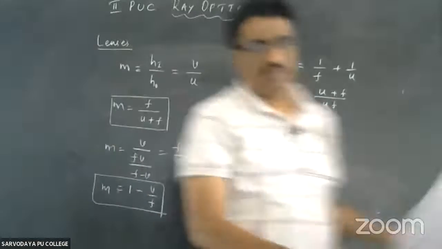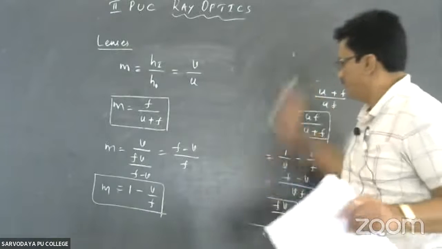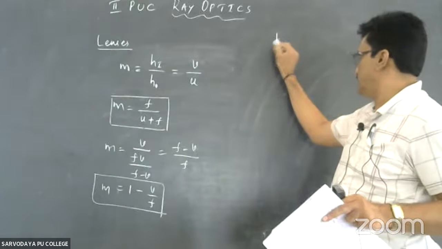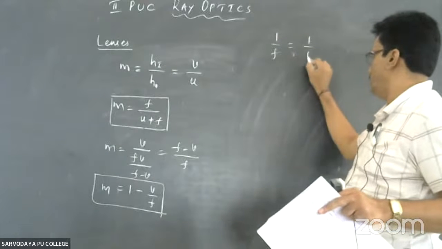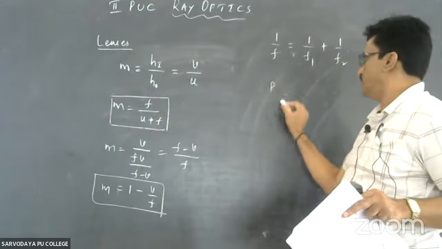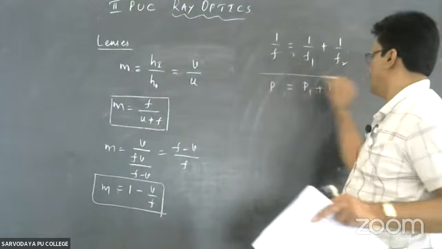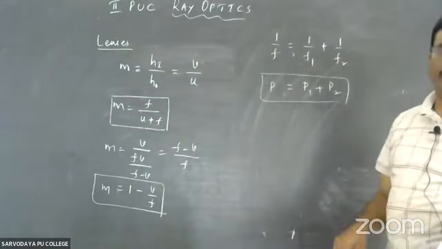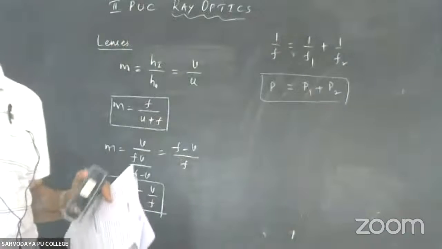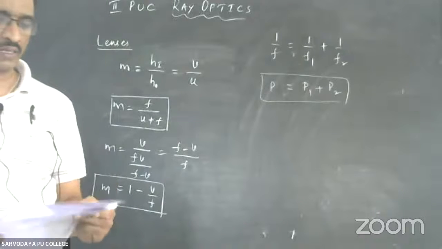And I'll just mention one more formula related to combination of lenses. Once you place the lenses in contact, 1 over f will be equal to 1 over f1 plus 1 over f2. If you write this formula in terms of power, power will be equal to the power of the first lens plus the power of the second lens. These are all the formulae that you come across during the study of lenses. Now let us come to the actual problem.